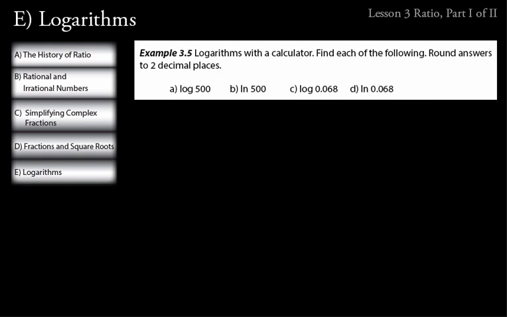Okay, last example, 3.5. This one's logarithms with a calculator. So get your calculator out. It needs to be a scientific calculator, and either one on your computer or a handheld calculator. Find each of these. So on your calculator, if you see the log button, it's understood that that is log base 10. And then if you see the LN button, it's understood that that is log base E, the 2.718 number that we talked about earlier.